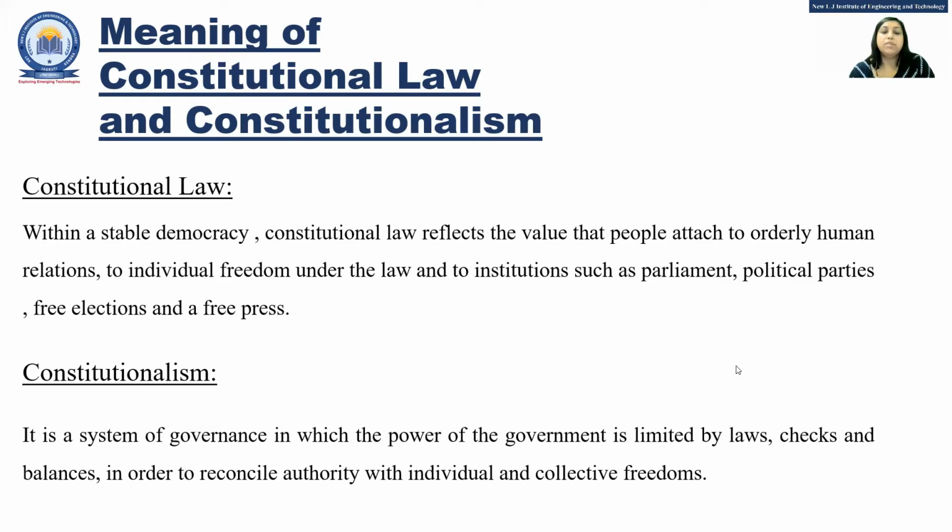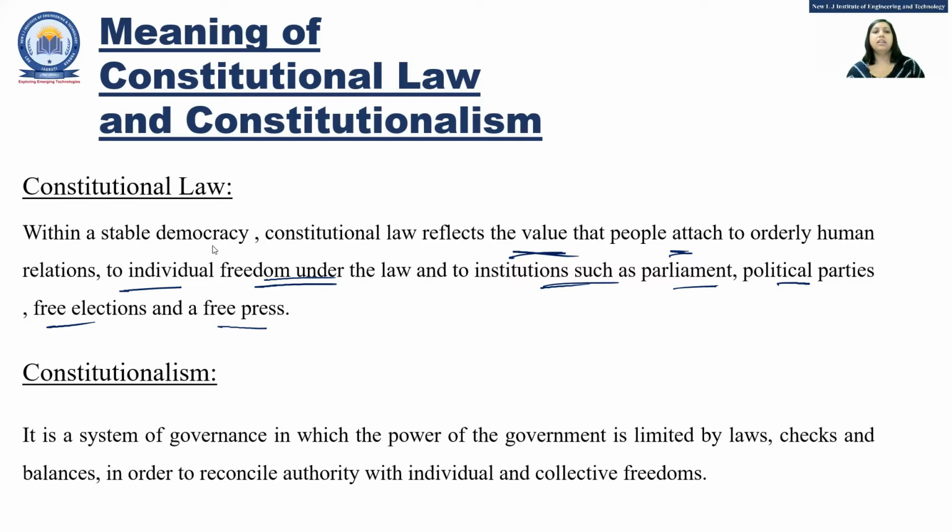So basically, in a stable society, constitutional law expresses what may be a very high degree of consensus about the organs as well as the procedures by which the political decisions are taken. So that is also very much important here. Also, we can see that within a stable democracy, constitutional law actually reflects the value that people attach to orderly human relations, that is, to individual freedom under the law, as well as to institutions such as parliament, political parties, free elections, and a free press. So that is how the constitutional law is defined well.